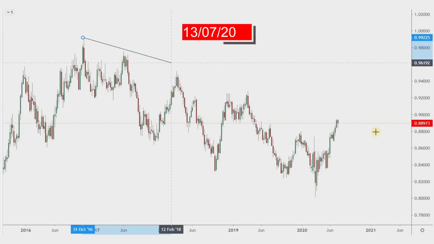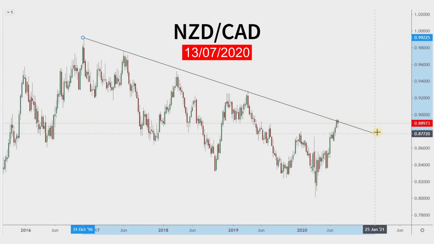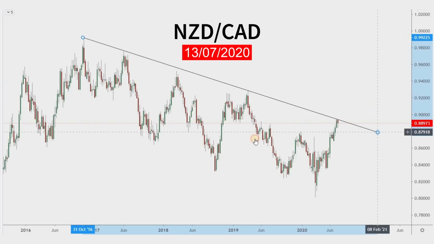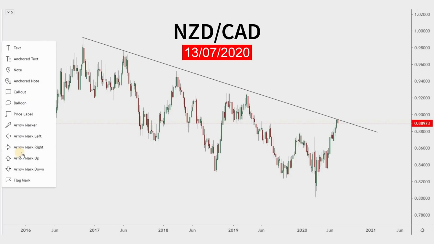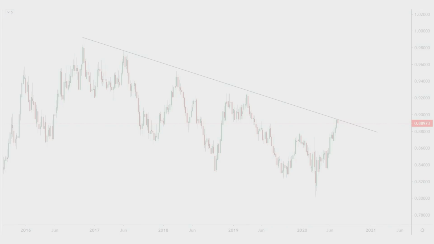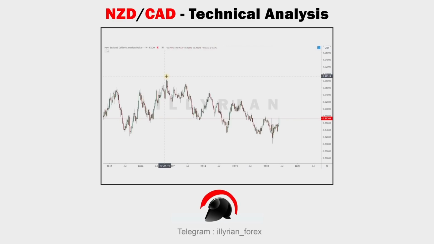Next setup was New Zealand Dollar Canadian Dollar. We shared this pair on our free Telegram channel 2 weeks ago. Let me remind you about our last analysis. Technical analysis, New Zealand Dollar Canadian Dollar.